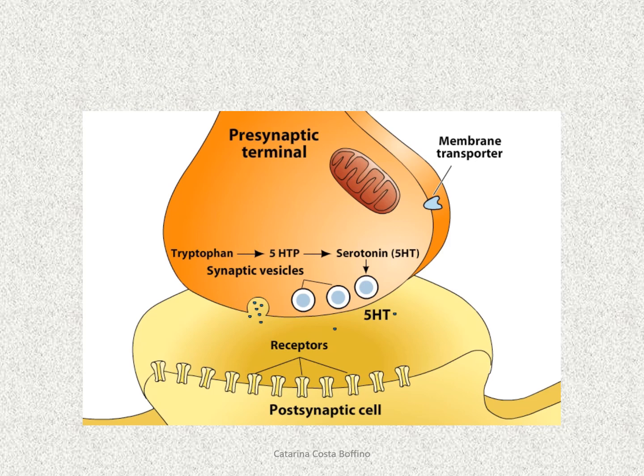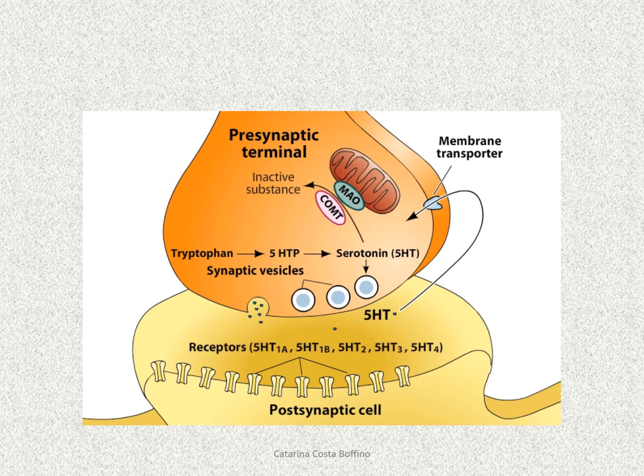Termination of the effects of synaptically released serotonin occurs largely by means of a reuptake process. Cytoplasmic serotonin is also metabolized by the enzyme monoamine oxidase, or MAO. A large number of serotonin receptors have been identified. All but one are metabotropic receptors.